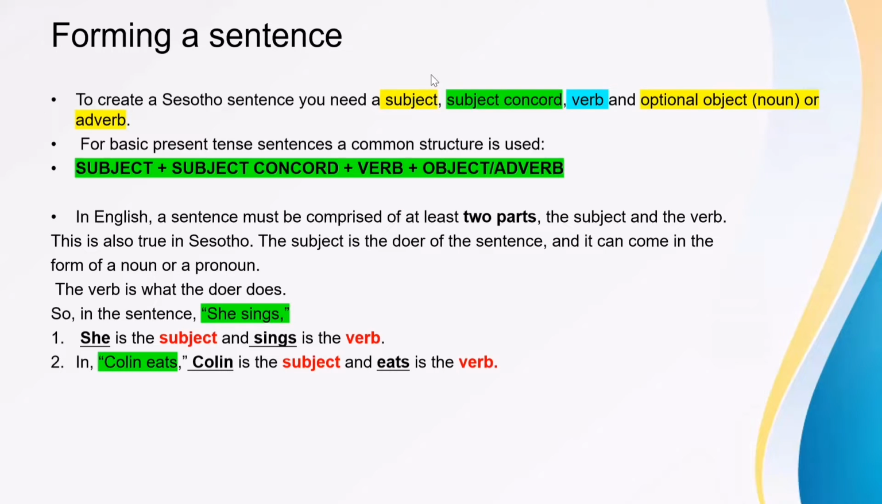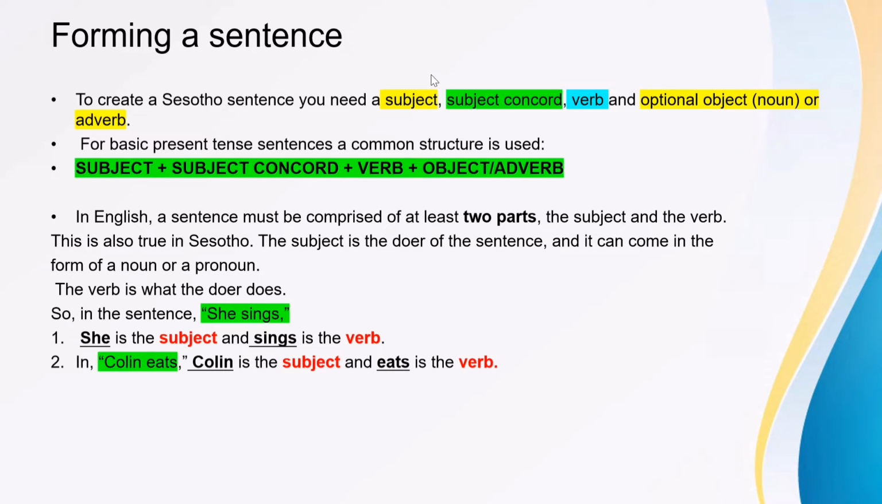Now, the things that we need to know when forming a sentence in Sesotho. There's a certain structure that you need to follow step by step in order to form a proper sentence. So to create a sentence in Sesotho, you need a subject, you need a subject concord, you need a verb, and an optional object, which is a noun or an adverb.